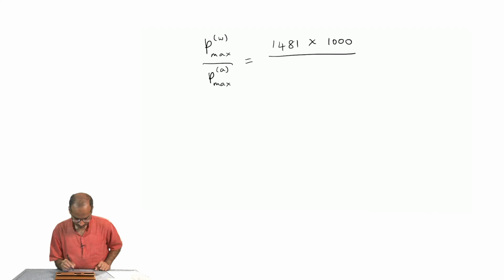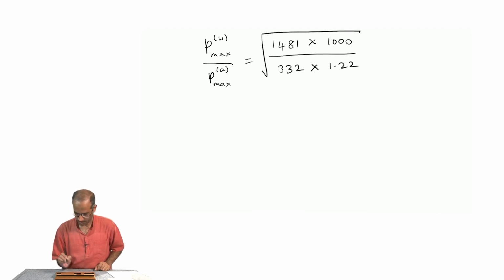divided by speed of sound in air, which is approximately 330 or 332, multiplied by density of air, which is 1.22, and we need to take the square root. So, if you do this, we will get something like 60.34.